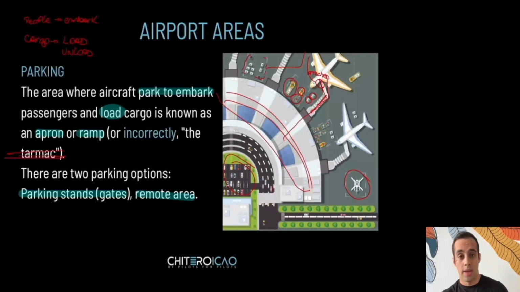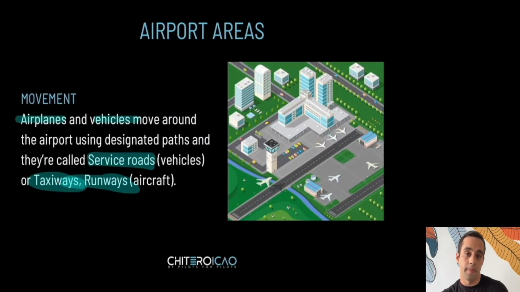So, after parking, movement area, cars, service roads, airplanes. Sorry, there's someone trying to get in. Airplanes will taxi through, will go through taxiways and runways. Roger.